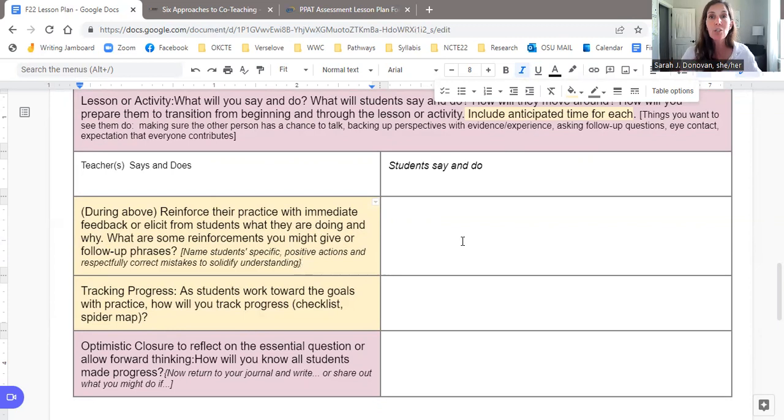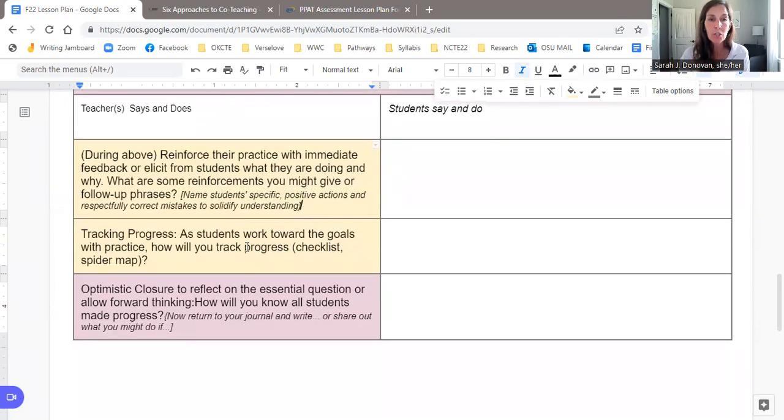So the things that you're going to do during the lesson, once everyone's practicing, or while everyone's doing their quick write, you're going to conference with them. Tell me what you're working on. How did you make that decision? So this is a great place for some questioning. And then you have something to talk about in your analysis. The next is tracking progress. How are you going to track the progress of students? This is assessment.